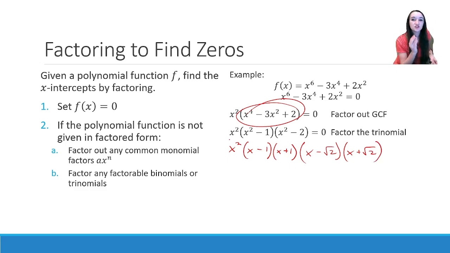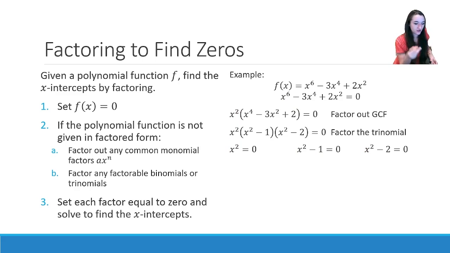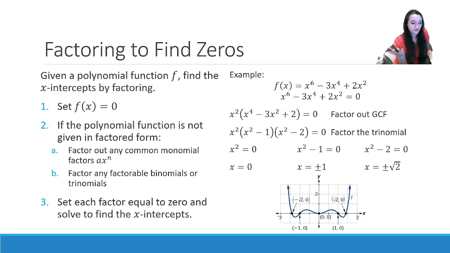At this point, if I'm just looking for the zeros, I can find them by setting each term equal to 0. So x squared equal to 0, x squared minus 1 equal to 0, x squared minus 2 equal to 0. Then I solve. I'm going to add 1 to both sides to get x squared equals 1, x squared equals 2, and x squared equals 0. So x is going to be equal to 0 and plus or minus 1, plus or minus square root of 2. And there we have all of our zeros, and we can place those on our graph like so.